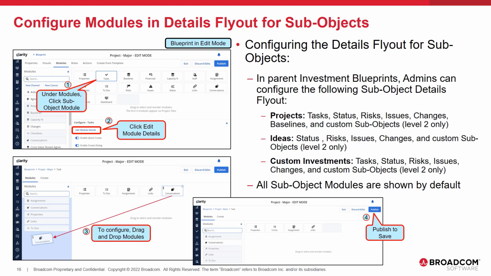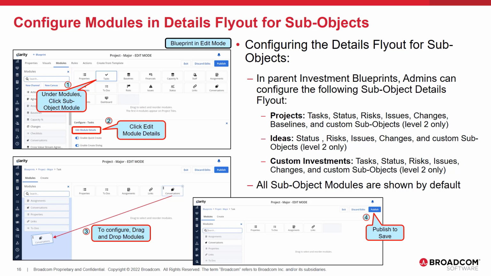Then they'll click the edit module details and then they will select the modules tab on the next screen, and you can see from the screenshot that the conversations module was enabled for tasks, and what we want to do in this example is we want to disable it. So what we'll do is we'll drag and drop it from the right pane into the blue pane, and then we'll publish and save this change.